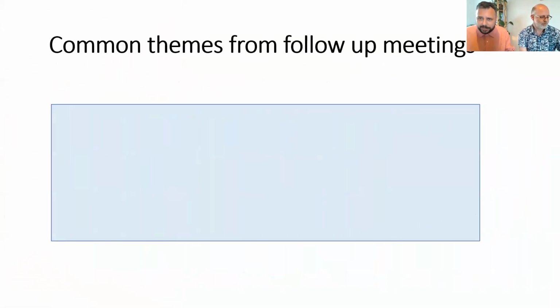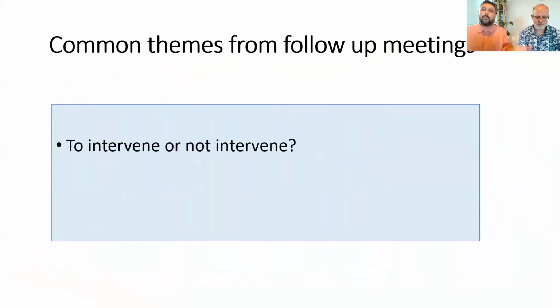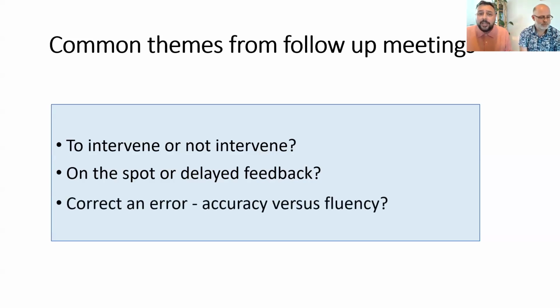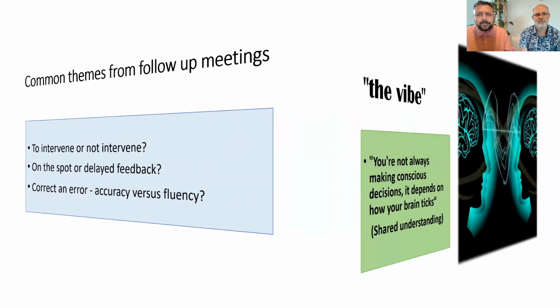There were common themes that came up that you would imagine, for example, when should I intervene in class? Should it be on the spot? Should it be delayed? The typical things that come up. Also, it could be to do with, for example, should I focus on accuracy or fluency? When do I intervene? Back to this first point. So there were about 20 points that came up, but we'll look at just those ones today.